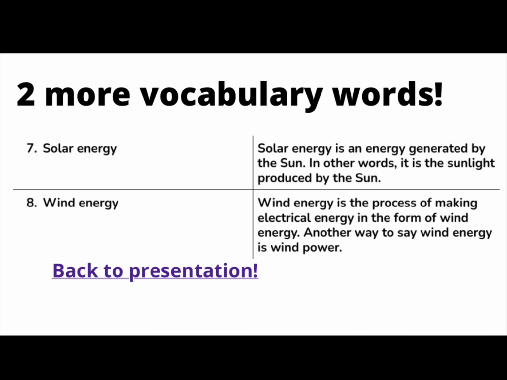So we have brainstormed 3 solutions, and 2 of them require us to learn about solar energy and wind energy. So here is a small definition of these 2 vocabulary words. Solar energy is energy generated by the sun. In other words, it is the sunlight produced by the sun. Wind energy is the process of making electrical energy in the form of wind energy. Another way to say wind energy is wind power. And wind energy is also a form of solar energy.